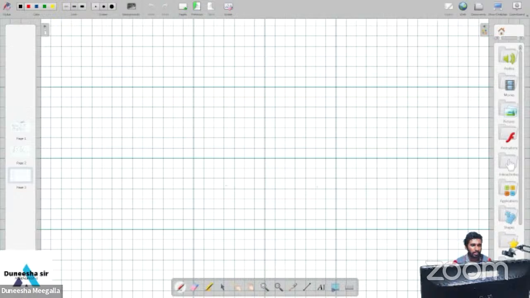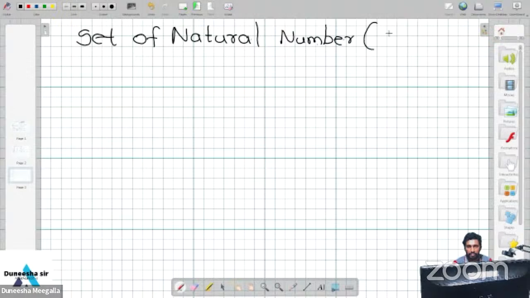Write down the next topic. Set of natural numbers. Okay. Then we write N with a line at the bottom of the N. This is the symbol of natural numbers. Okay. You know what the natural numbers are. Natural numbers were the first investigated by humans. Also, they are the counting numbers.